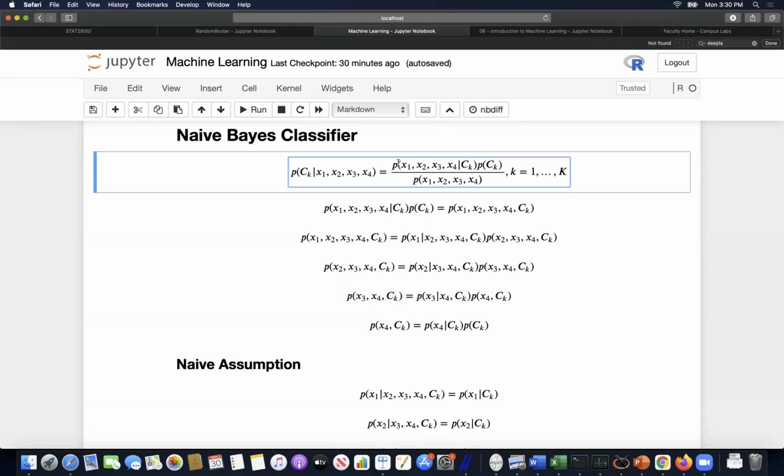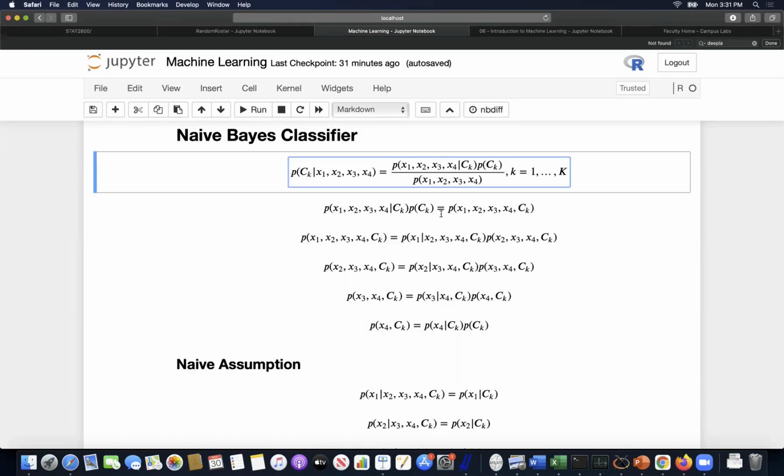We just need to take care of this term, and this term doesn't depend on your class. You either compute this or you just ignore it when you are doing optimization. And because we are doing optimization, we don't need this term. It doesn't depend on C. So we can just get rid of that. So let's look at the numerator. The numerator is P of A given B times P of B. That's just P of A comma B.